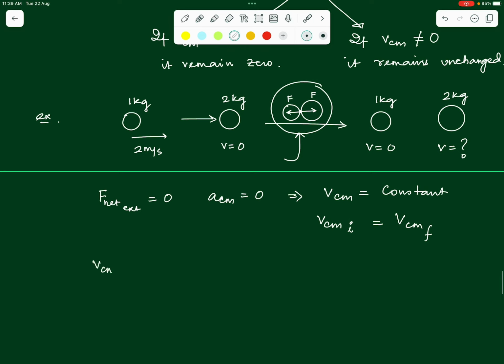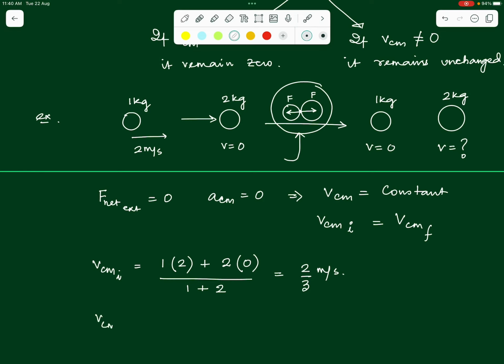What is the velocity of center of mass of the system initially? m1, the mass 1 kg, into initial velocity 2, plus the second mass m2 v2, 2 kg mass with the initial velocity of 0, divided by m1 plus m2. Okay, m1 plus m2 means 1 kg plus 2 kg. So what do we get here? We get 2/3 meters per second as the initial velocity of the center of mass.